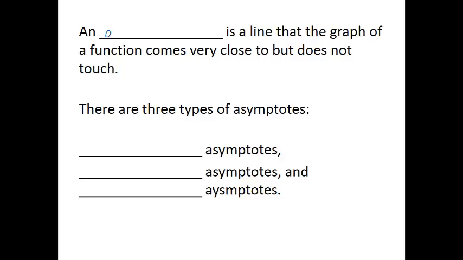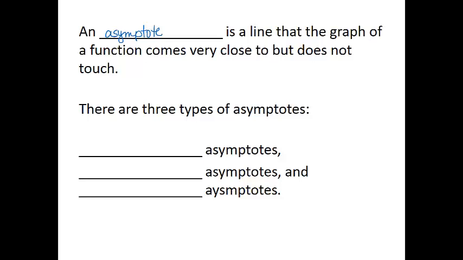Just to recall, an asymptote, which is A-S-Y-M-P-T-O-T-E, is a line that the graph of a function comes very close to but does not touch. There is an exception to this for some of the horizontal asymptotes that we'll talk about, but really this means as we go to the extreme ends of the graph, the function is approaching that asymptote.